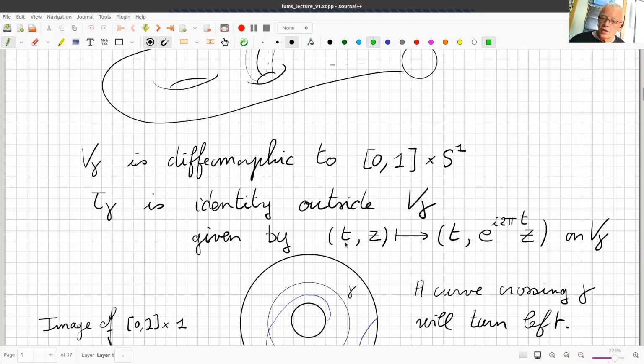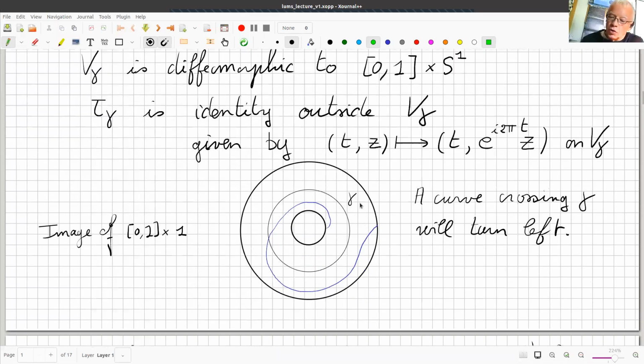So you go across and you rotate left when the time parameter increases. For example, I've represented this neighborhood here. Here is my interval I, and the circle goes around. And then I represented in blue the image of the interval times a point of S1. And so you see that when you have a curve which crosses gamma, then you turn left and you come back.